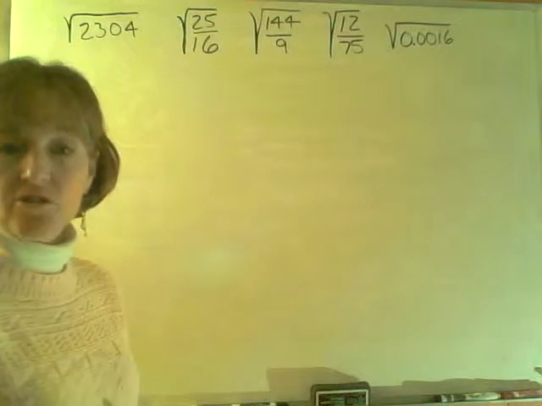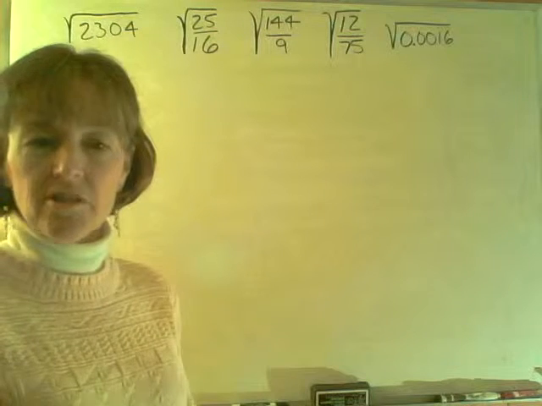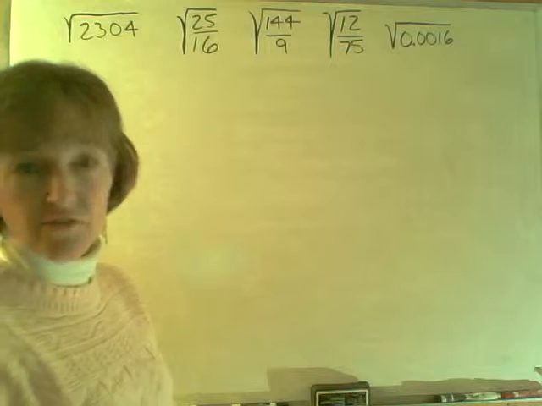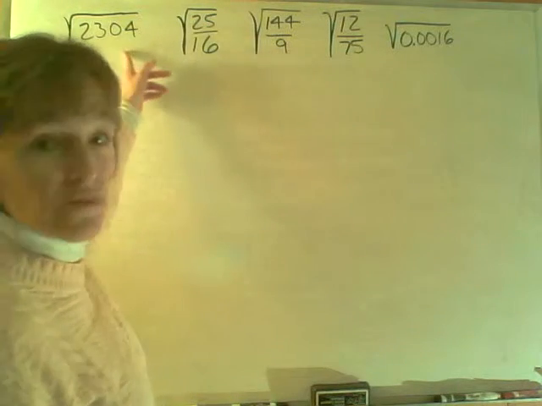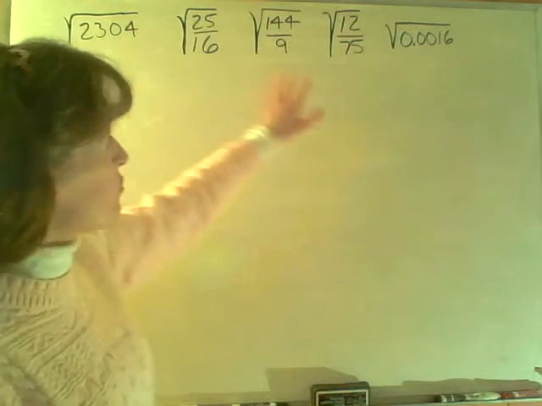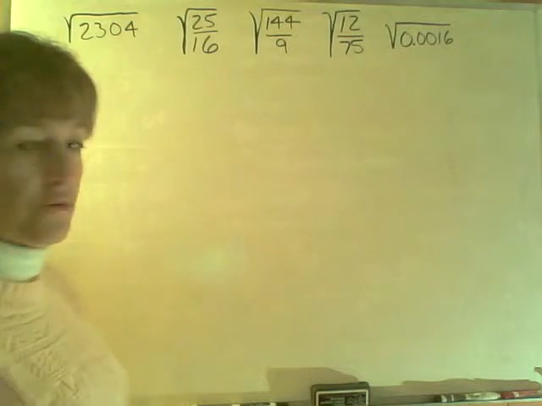Alright, in this video we're going to look at taking the square root of numbers that you wouldn't normally think that you could take the square root of. For example, I doubt that very many of you know what the square root of 2,304 is right off the top of your head. But these are all perfect squares. We can take the square root of all of these. So we're going to start with 2,304.